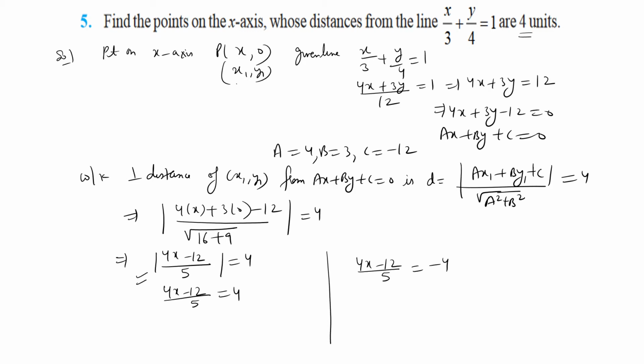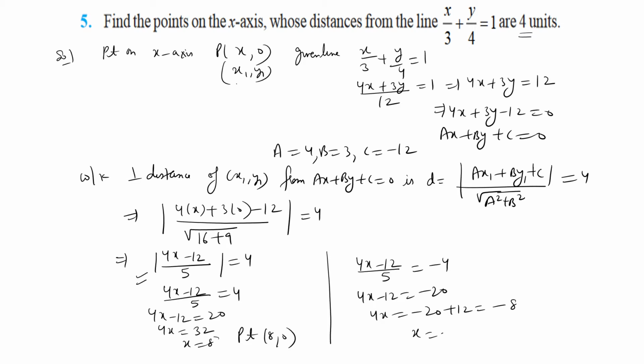So let us solve both of them. 4x minus 12 is equal to 20, 4x is equal to 32, x is equal to 8. So either my point is (8, 0). And here 4x minus 12 is equal to minus 20, 4x is equal to minus 20 plus 12, that is equal to minus 8, x is equal to minus 2. Or my point is (minus 2, 0). So (8, 0) or (minus 2, 0).